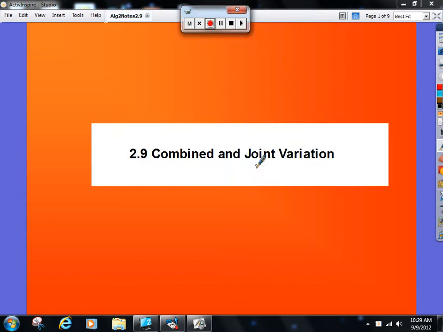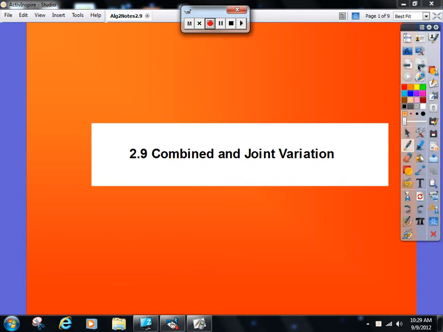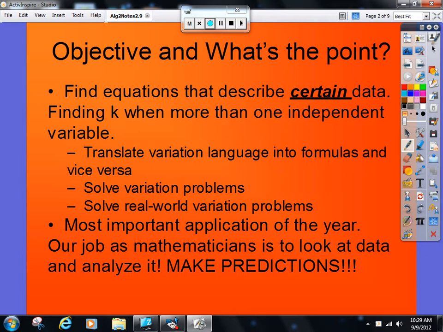Who's ready for the last notes of chapter 2? Pick me, pick me. Okay, here we go. 2-9, combined and joint variation. Moving right along. Objective and what's the point? I feel like this ties everything together.